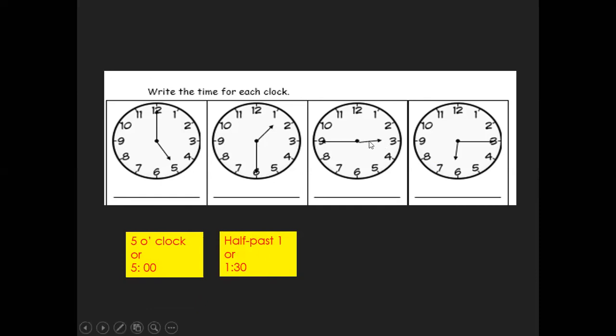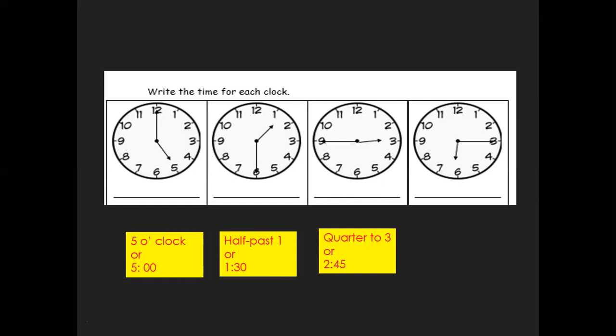Next, the hour time is pointing between 2 and 3. So what are you going to use? 2. Correct. And then the minute hand points at 9. So by counting multiples of 5, 9 times 5 is 45. So that is 2:45. But how are we going to describe it using quarter? That is 15 minutes before the bigger time, which is 3. So that is quarter to 3 or 2:45.